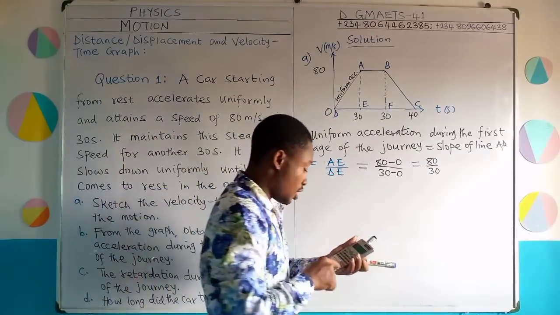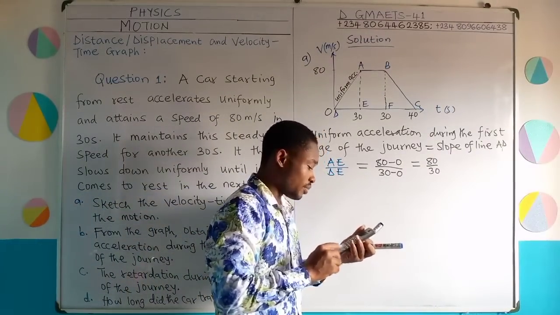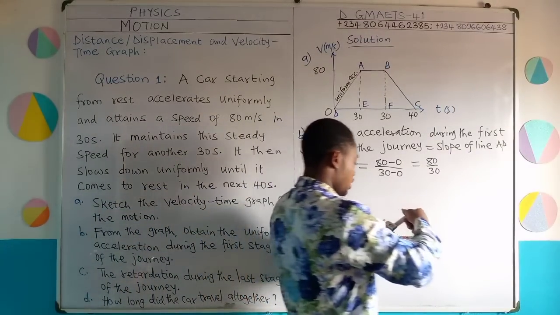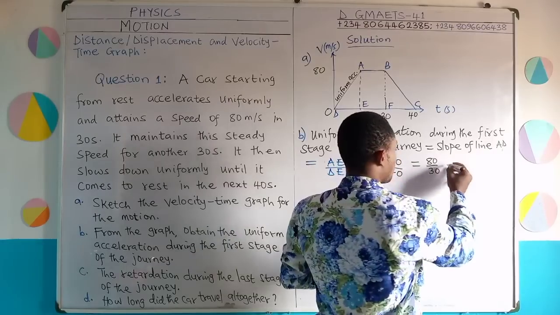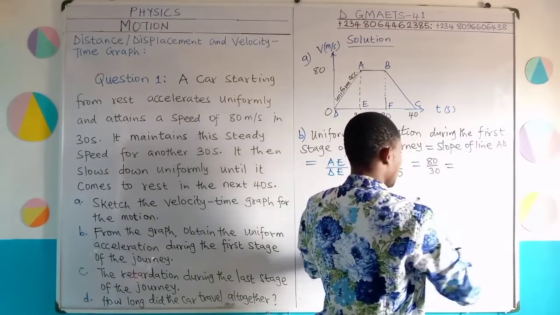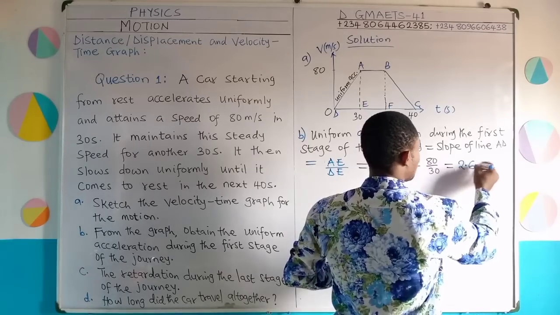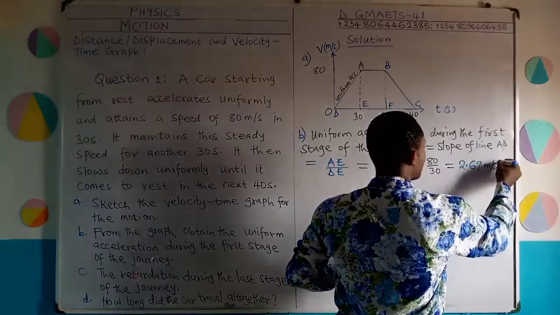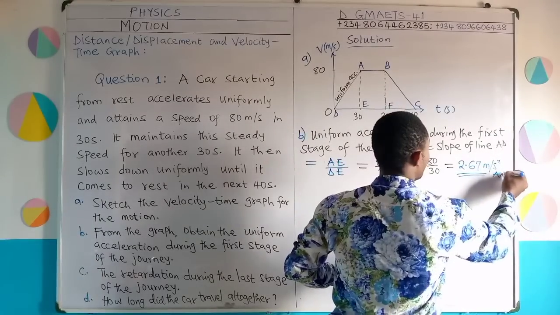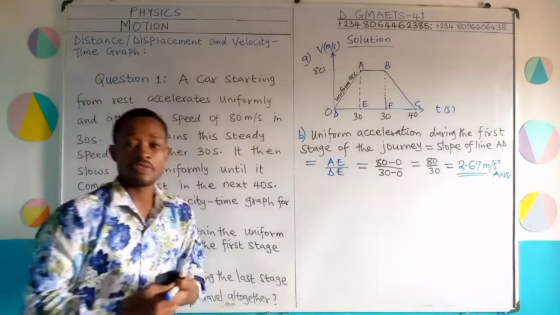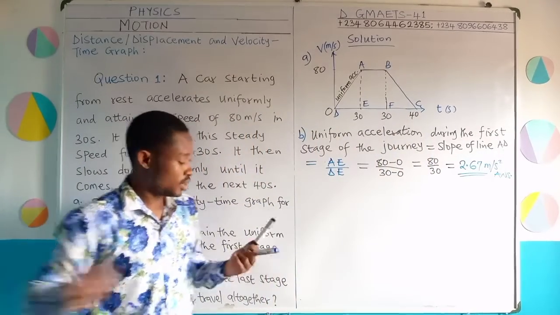Let's find out. 8 over 3 should give about 2 point something. Alright, so 2.6666 is approximately equal to 2.67 meter per square second. So this is the uniform acceleration for the first stage of the journey.